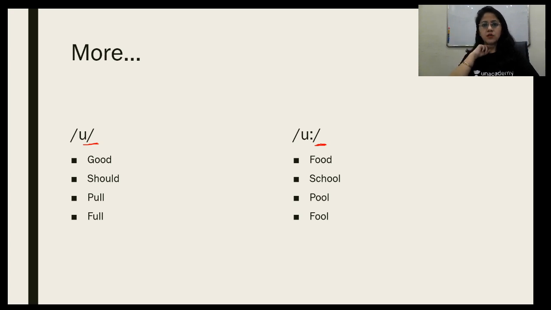So good, should, pull, full. You can see if I were to use the long sound out here, it would make the pronunciation completely different. So good would be good. Should would be should. Pull would be pool. Full would be fool. So you can see the word changes, the meaning changes, the pronunciation changes, and it can be completely misleading for the listener.